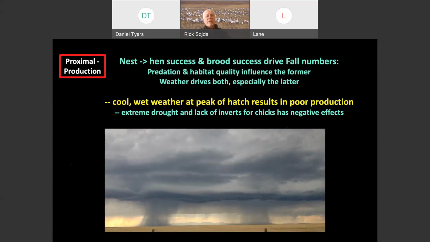Think about some proximal factors now. Hen success and brood success drive fall numbers. Predation and habitat quality influence particularly hen success, but weather drives both, especially the latter. And what I'm emphasizing there, I think it's in yellow, is that cool, wet weather at peak of hatch results in poor production, poor numbers of birds. Extreme drought and lack of invertebrates for chicks can also have negative effects, but really what drives fall numbers throughout the pheasant range is the weather at the peak of hatch. If it's cool and wet, the little chicks just don't survive.